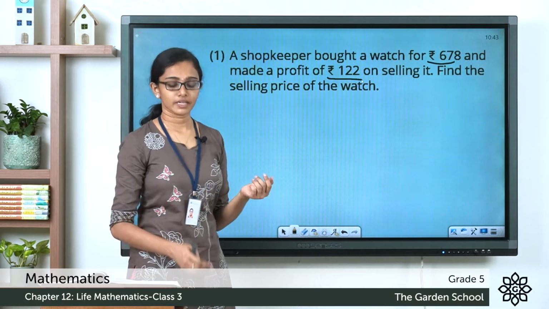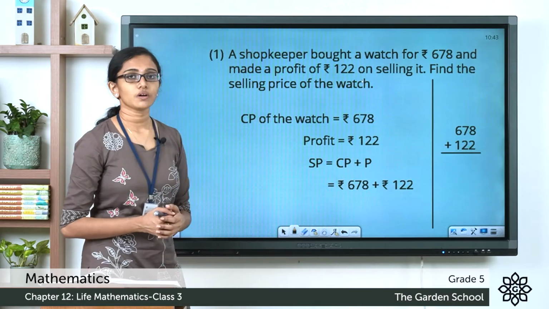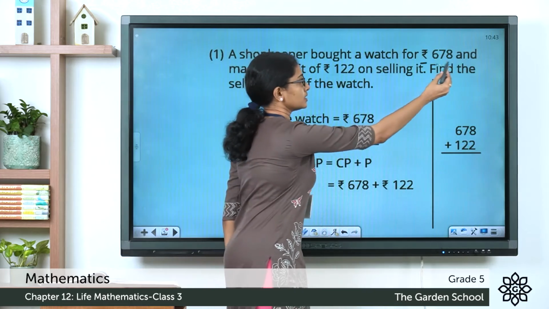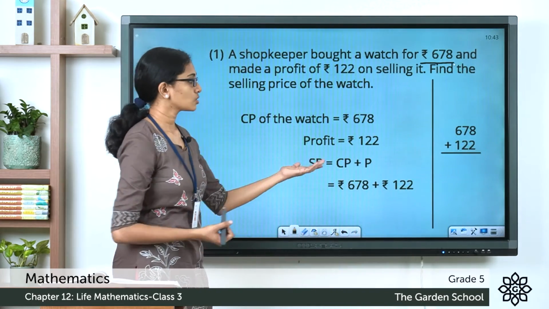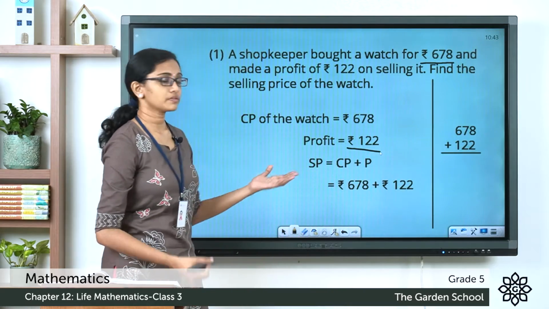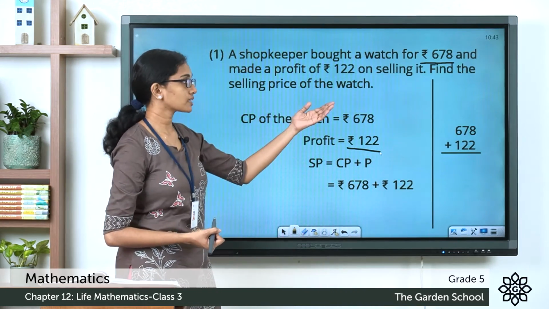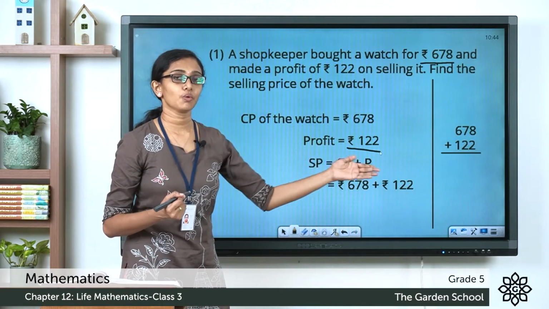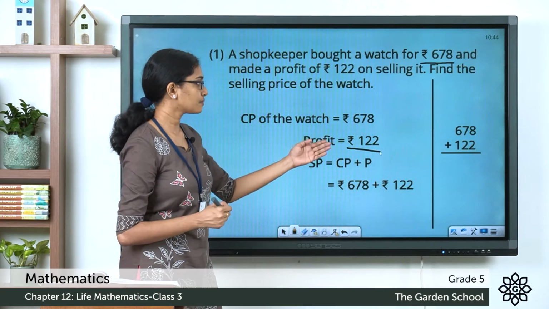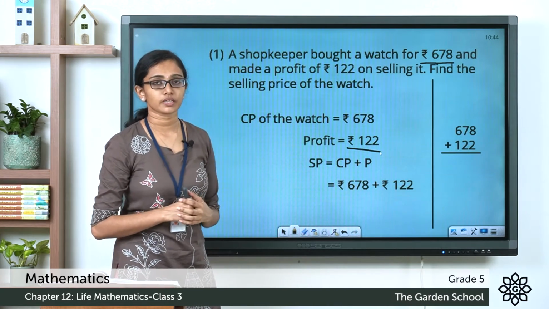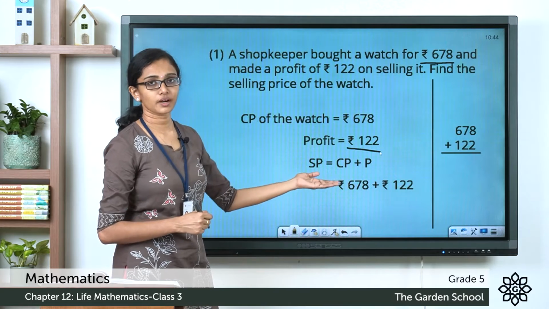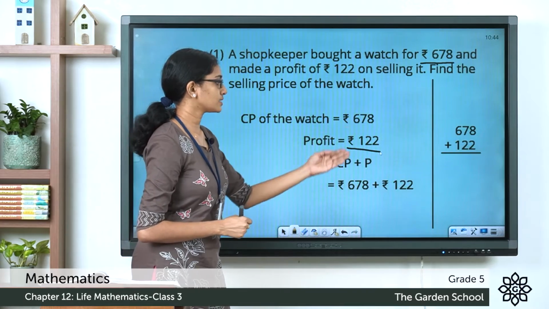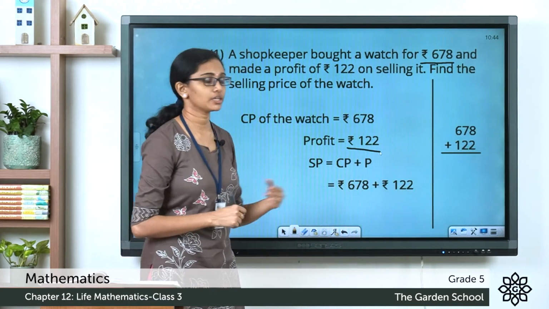Now let's see the steps and make it more clear. The cost price of the watch is equal to 678 rupee from the question. Now the profit is rupees 122. Now we have to find out the selling price. So the cost price is given, the profit is given. So since it is a profit here, the selling price should be more than the cost price. So let's add the profit to the cost price to get the selling price. So let's apply the formula. Selling price is equal to the cost price plus profit, which is equal to 678 rupee plus 122 rupee.